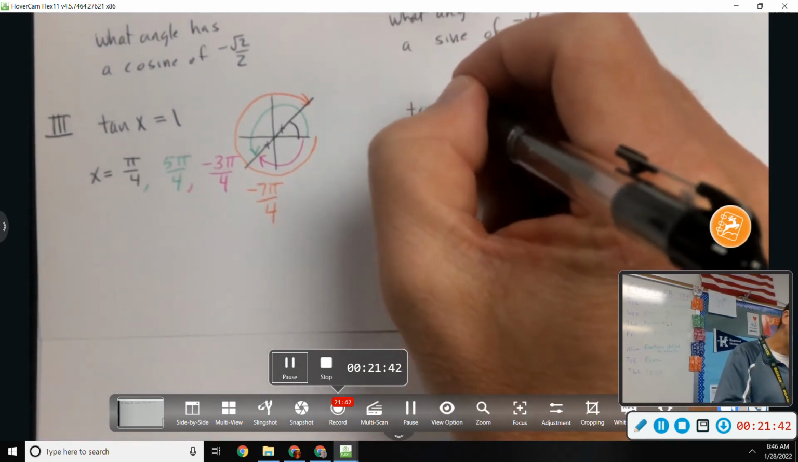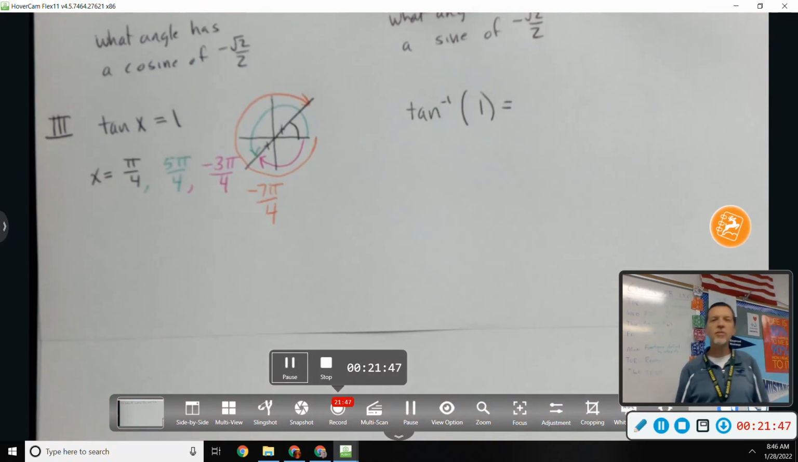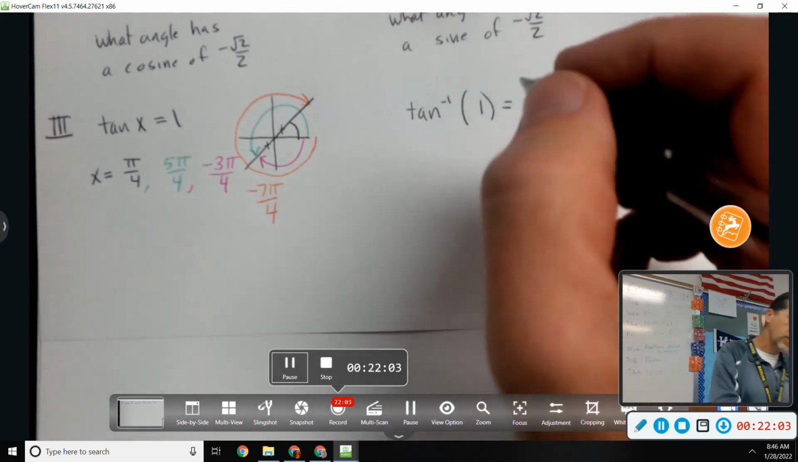But if we write it as an inverse, meaning find an angle whose tangent is 1, well, I bet the committee didn't have to meet long to discuss and figure out which angle they came up with. Pi over 4.